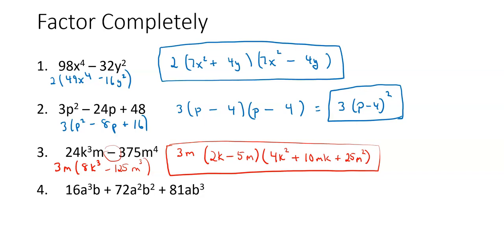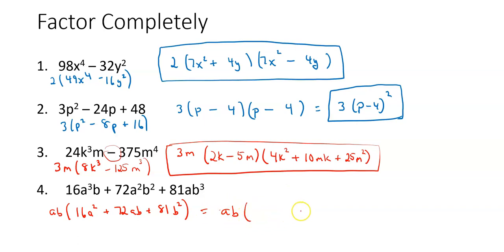So the only thing then left I'm going to look at are the A's and B's. So everybody's got at least one A and one B, so let's factor out an AB. And I'm left with 16A squared plus 72AB plus 81B squared. And now this is looking more like one of those perfect square trinomials because I've got a perfect square at the beginning and end.